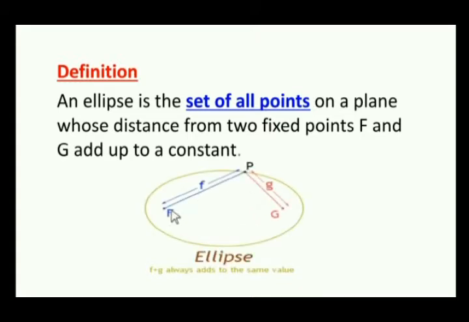Look at this. Here F and G are two fixed points. Take any point P on the conic. Here the conic is an ellipse. Now if we add the distance between P and F and P and G, it will always give a constant value. So this means that the given conic represents an ellipse.